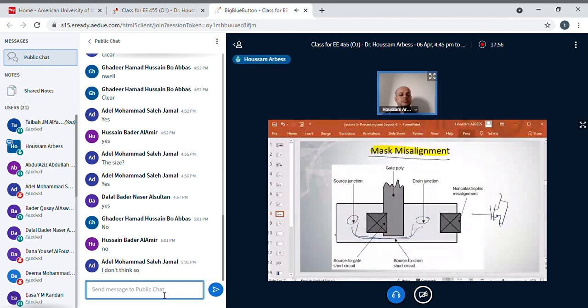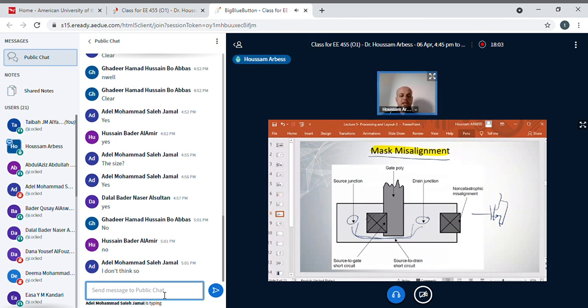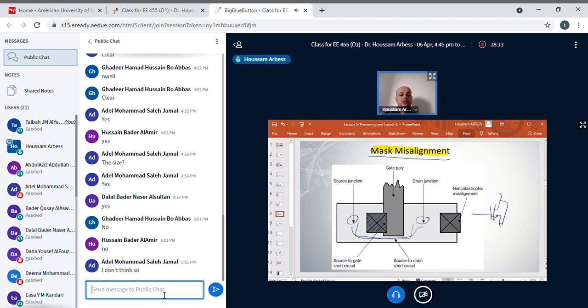What else? Can you see another problem here? Also, I can see that the contact is on the top of the polysilicon. So in this case, the source region is short-circuited to the gate region. So I have another short circuit here. I don't have a MOSFET. I have just a short circuit between this point and this point.